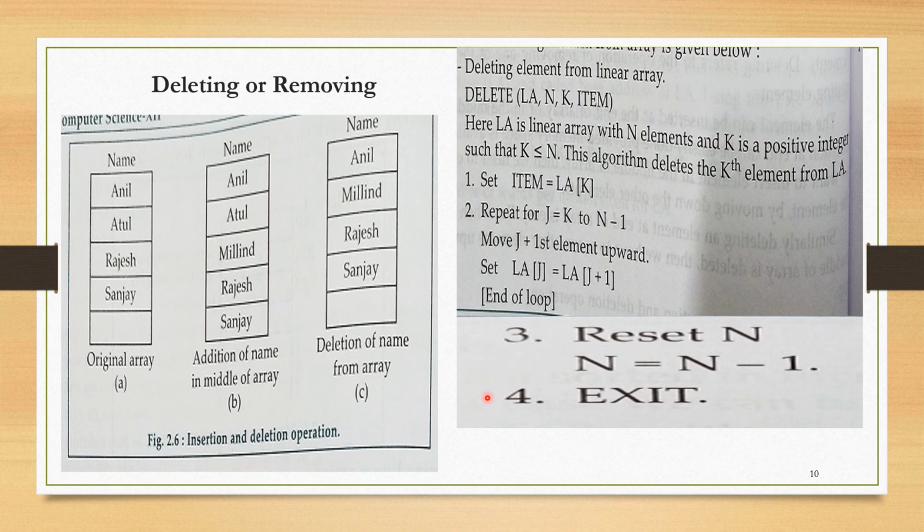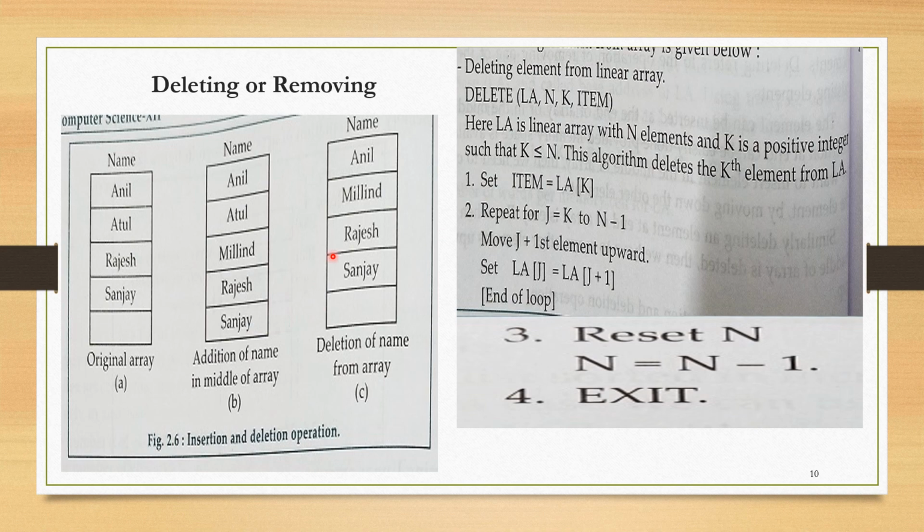Now this is the algorithm for removing or deleting an item from the linear array. Here also, again the same concept. If you want to delete an element from the end of the array, that is a bit simpler.